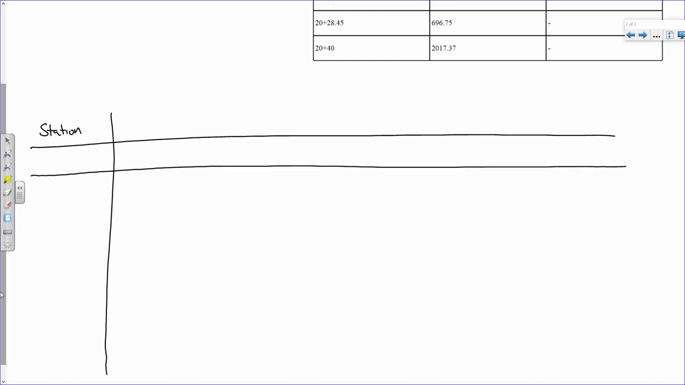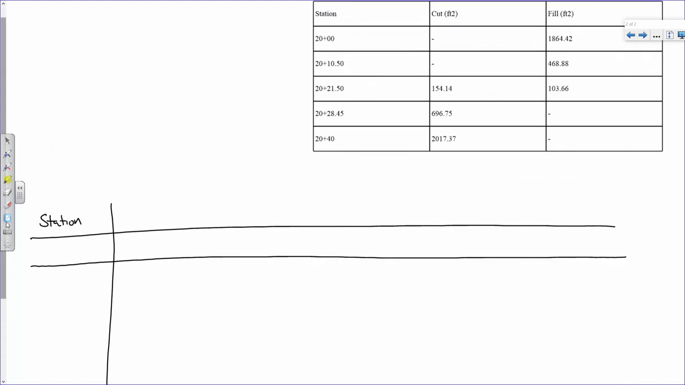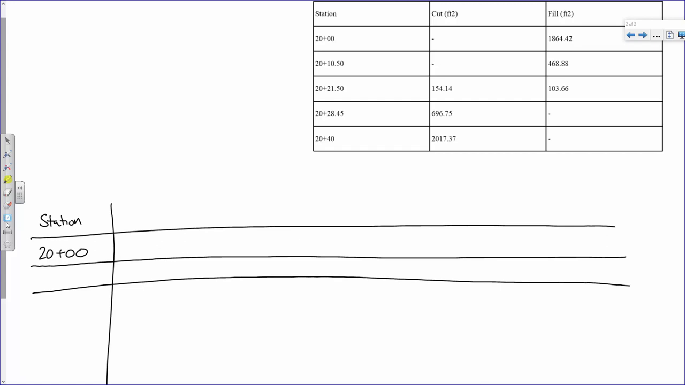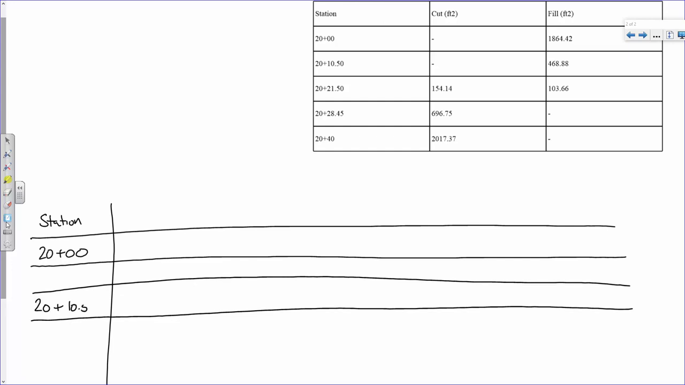So what do we do? We start off, we go from station 20 to station 20 plus 10 and a half. So I put a blank row in between. I think you'll see how this is going. This is a common theme among survey tables. I always leave that blank line because that's sort of where you do the calcs.